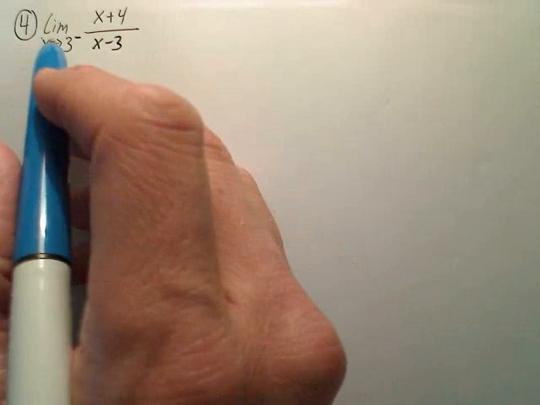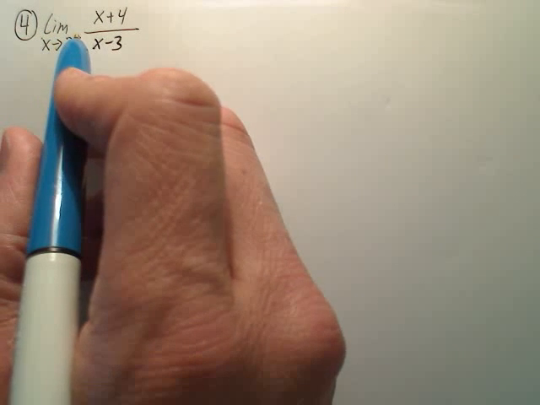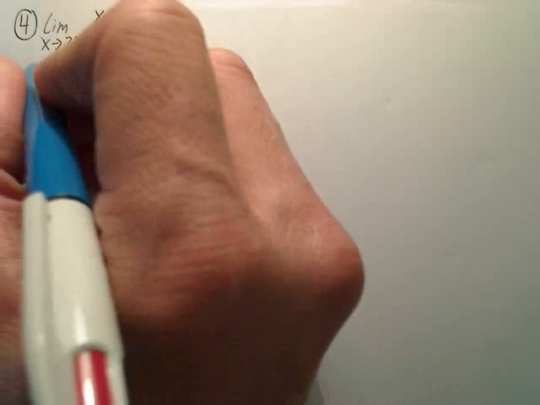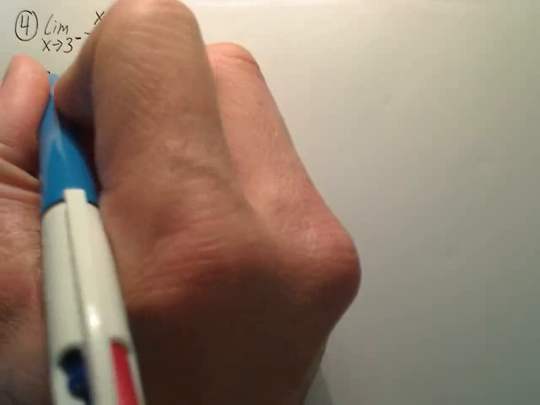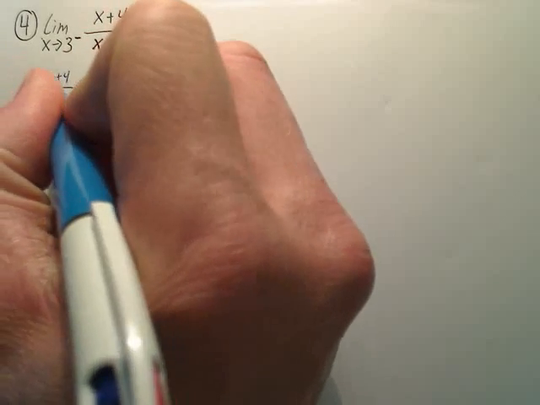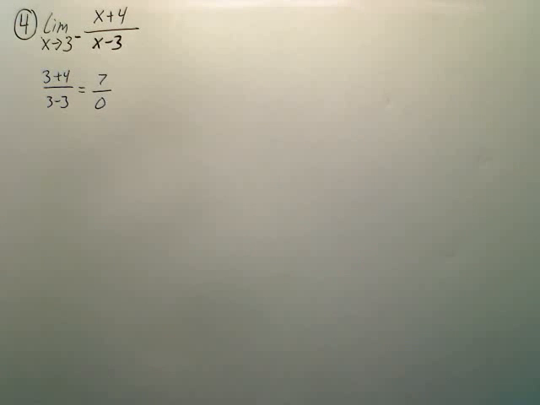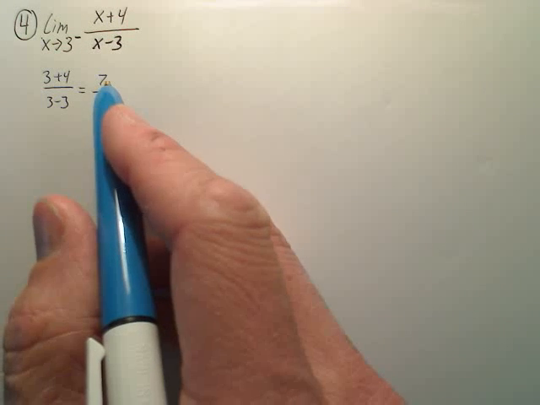If I want to find the limit as x approaches 3 from the negative side, first of all, plug in 3. Does it work? No. When you plug in 3, you will get 3 plus 4 over 3 minus 3, which is 7 over 0. Which actually means it's a vertical asymptote.